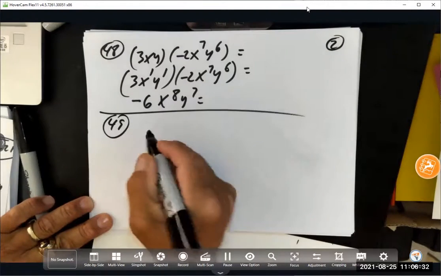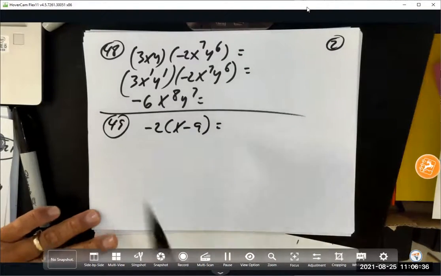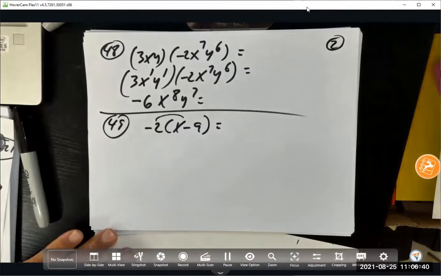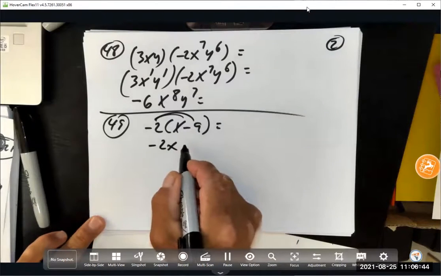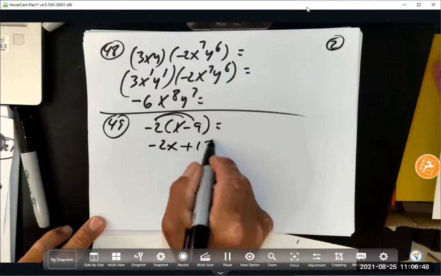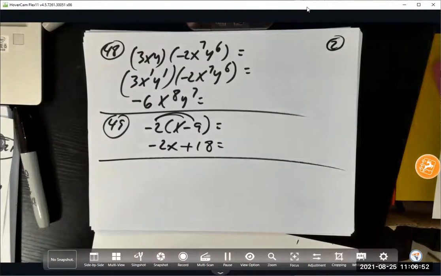49, it says negative 2 times x minus 9. So multiply the first two numbers right there. What is that going to be? Negative 2x. And negative times negative? Positive. 18, there you go. Got it. 49, everybody okay? 48 and 49? Yes. Okay.